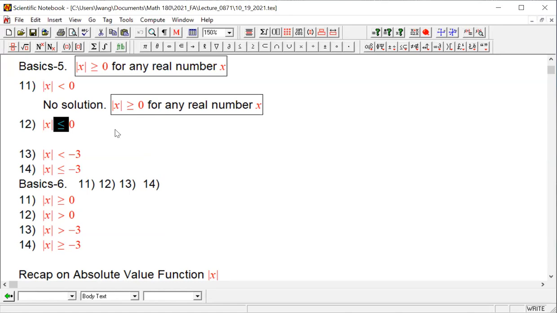So you have 2 cases. This implies less than 0 or equal to 0. This is impossible. This is possible. So what is the solution?